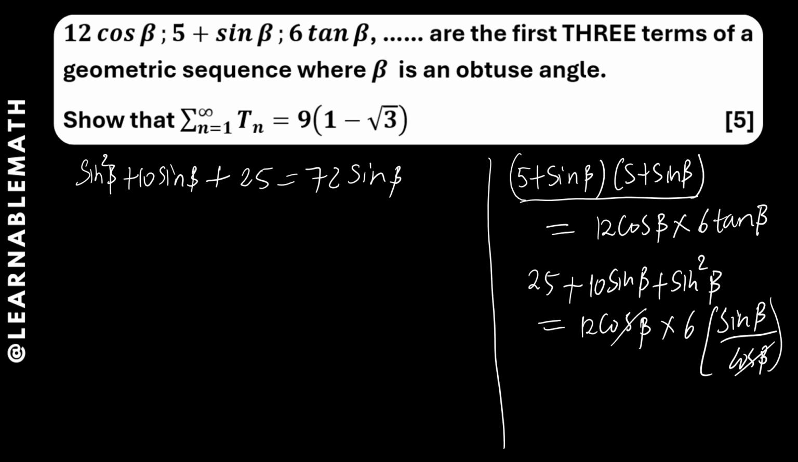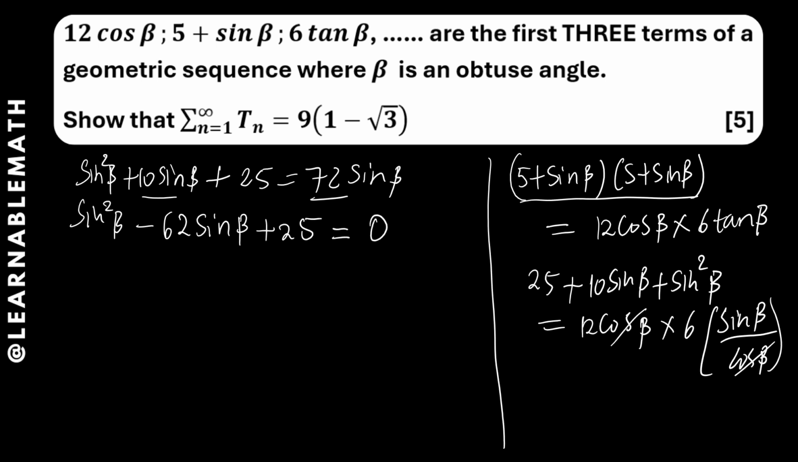I can take 72 to the other side. So I have sine squared beta plus 10 minus 72. When you take this to this side, it has a like term, so 10 minus 72 is minus 62, right? So this will be sine squared beta minus 62 sine beta plus 25 equals 0.